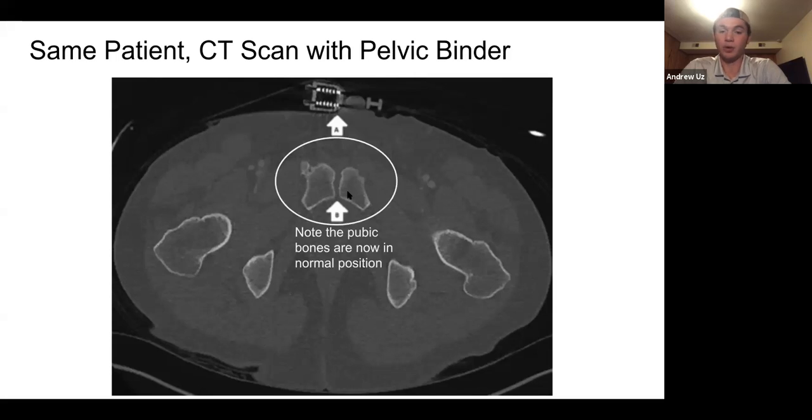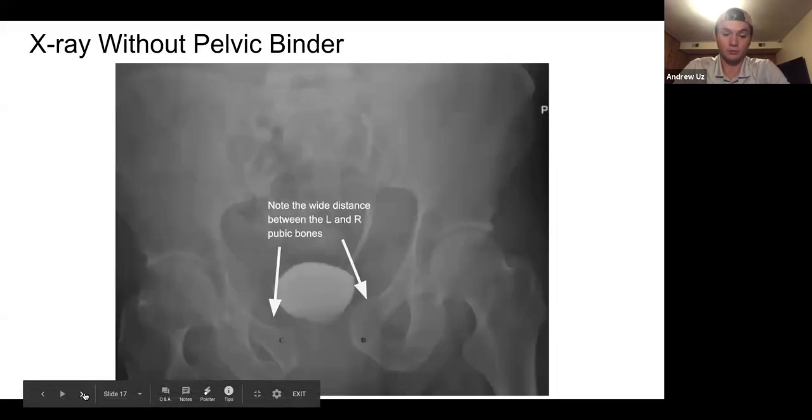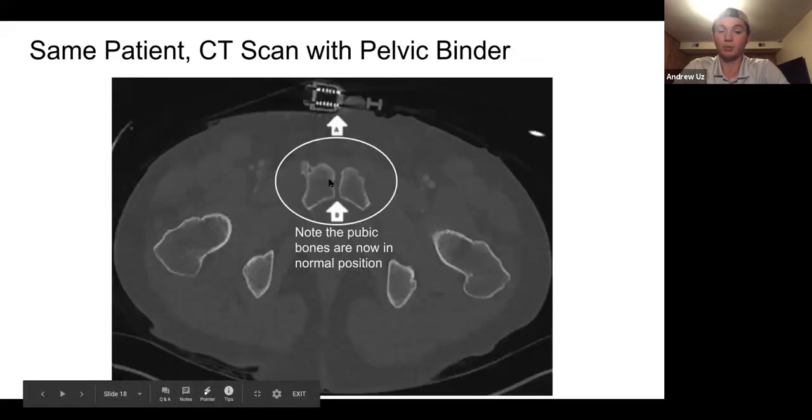But if you look in this white circle, you can see those two bones that we showed earlier. If you note the distance between them, if you look at this CT, they're closed up, and the position where they're at is now normal.